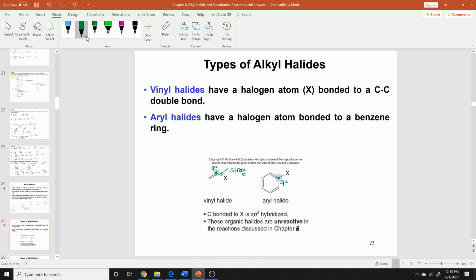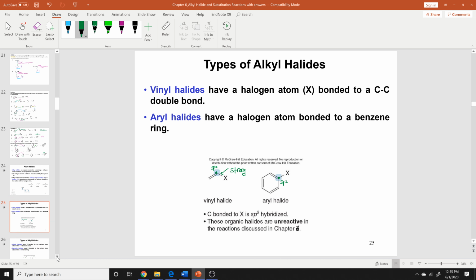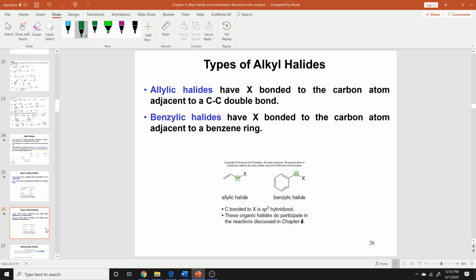So that sigma bond will not break under the conditions that we are talking about in this chapter. So any halides that are connected to sp2 hybrid carbons, whether they are vinyl or aryl, and please know what a vinyl and an aryl halide look like, are not going to be accounted for in the rules that we are going to mention. All the rules that we are mentioning are simply for halides that are connected to sp3 hybridized carbons rather than sp2 hybridized carbons, so that they become a good leaving group.